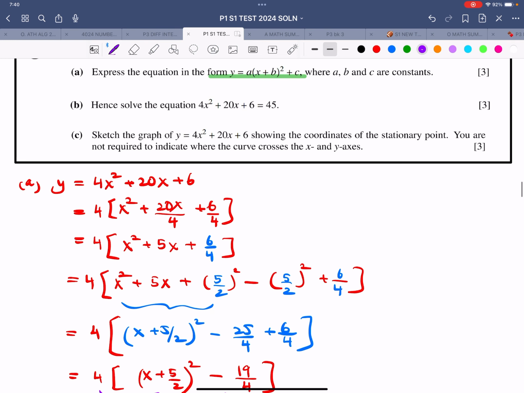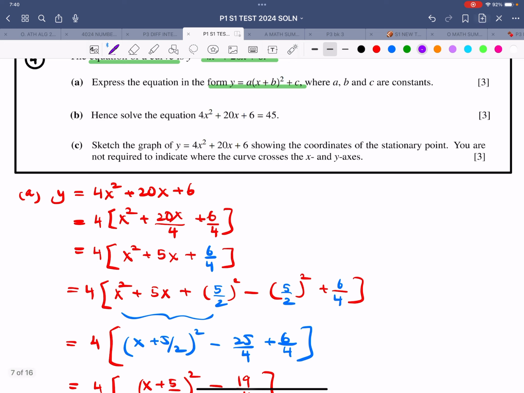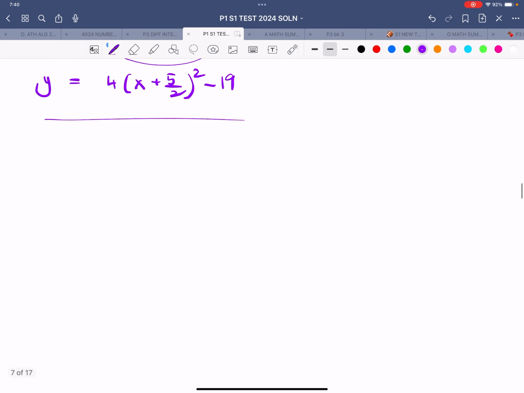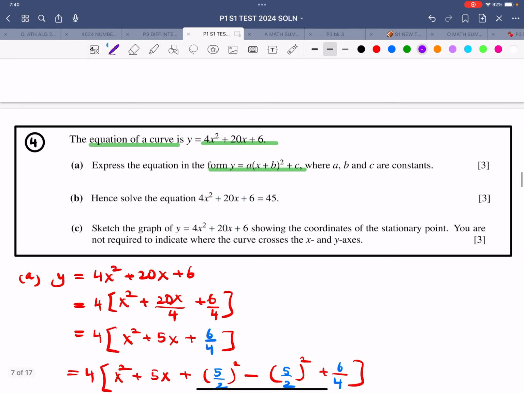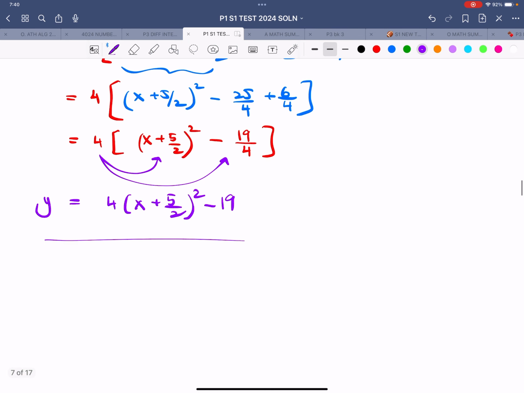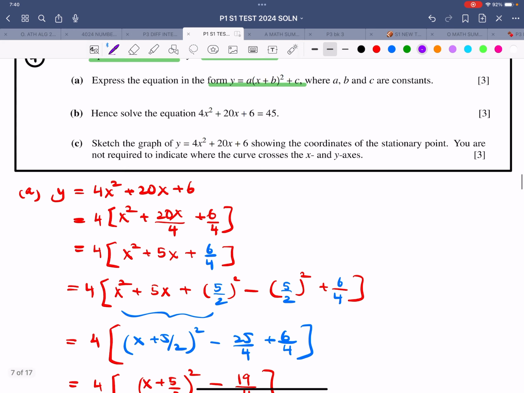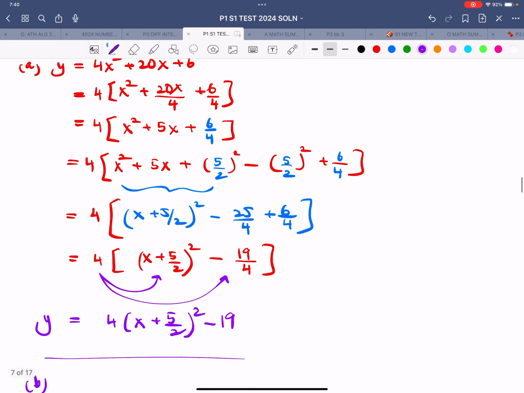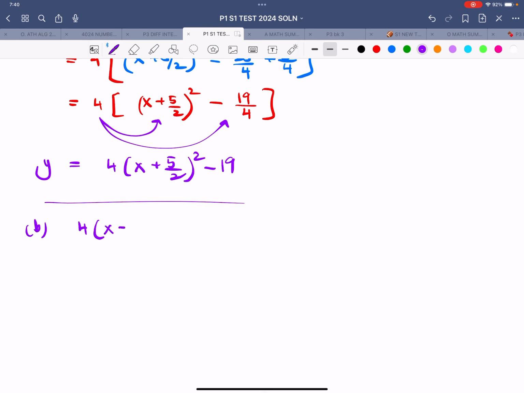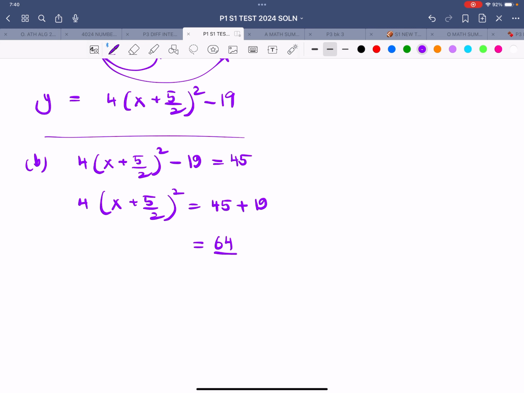Let me focus on the second part, and then I'll be adding one more page over here in which I'll be just solving this. Okay, I'll be using it in a short while. Now let me do the second part. It says solve this equation equals 45. So 4 bracket x plus 5 over 2 whole square minus 19 equals 45. 4 bracket x plus 5 over 2 whole square is equal to 45 plus 19. So 45 plus 20 is 65, but 45 plus 19 is 64.